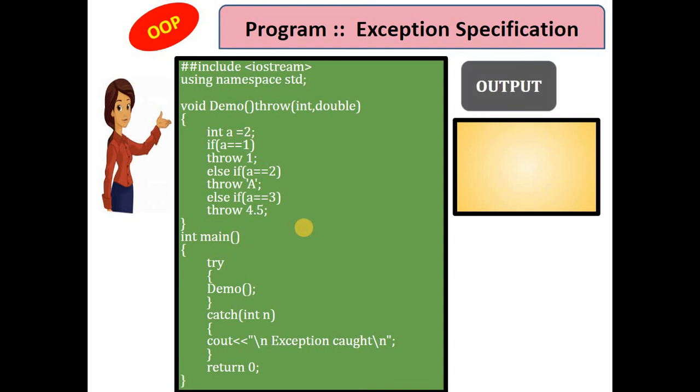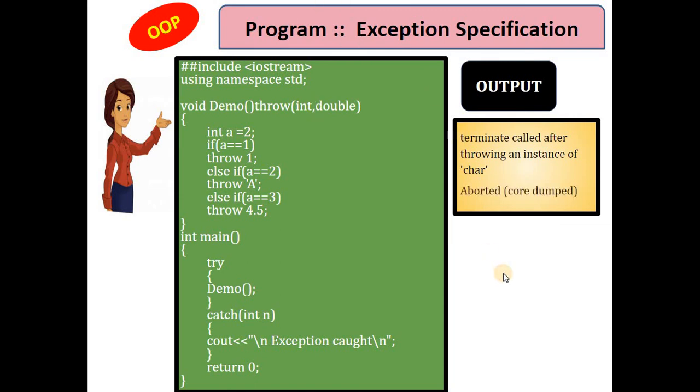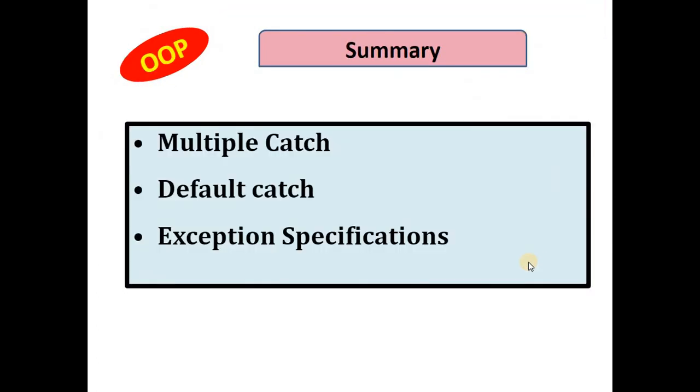And return 0. Now when I am getting an output, it will give me "terminate called after throwing an instance of char". Why? Because we are throwing a character, which the demo function is not allowed to throw. That is why it will give you an error that the terminate function is being called and an unexpected output comes which we cannot accept. So this type of thing is known as exception specification, and obviously since we are not allowed to throw a character value, it will get aborted. So this is how the exception specification works. Exception specification means writing the list of throw types after the function definition.